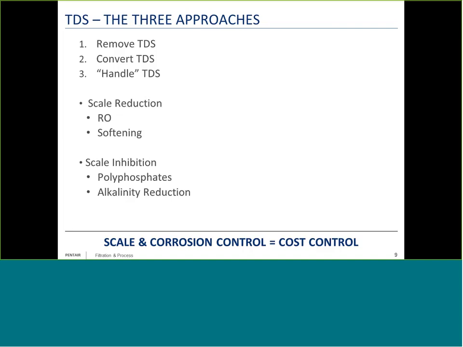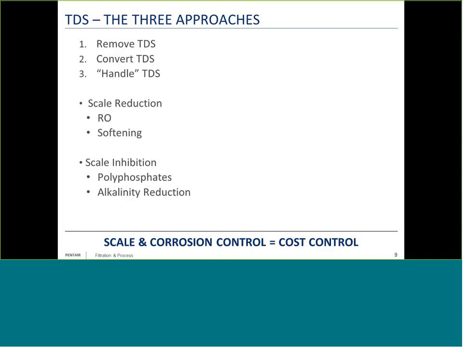We can handle TDS by using scale inhibitors such as polyphosphates, which prevent calcium and magnesium from forming hard scales. They will also sequester mineral content into solution so that they don't precipitate out and form hard scales. And phosphates, when they do form a scale, tend to be a soft, mushy scale that is either easily flushed out or easily dissolved with deliming chemicals.